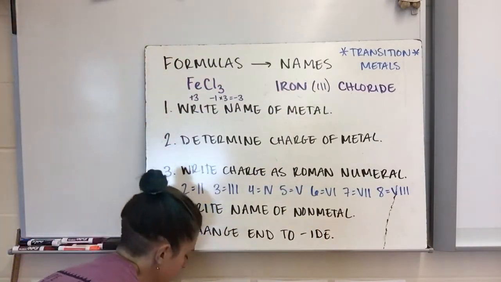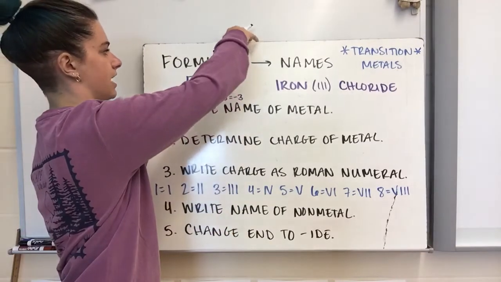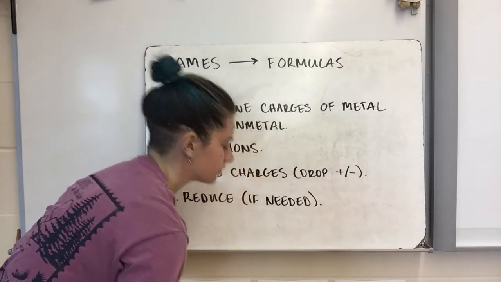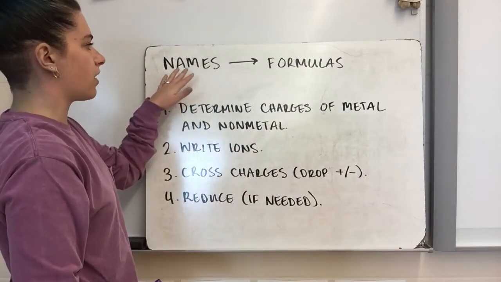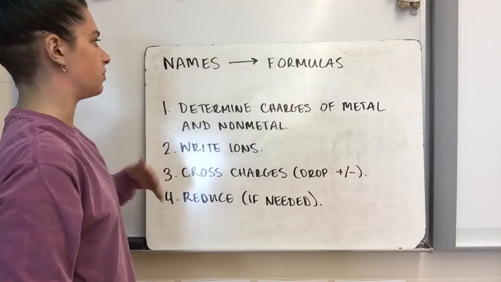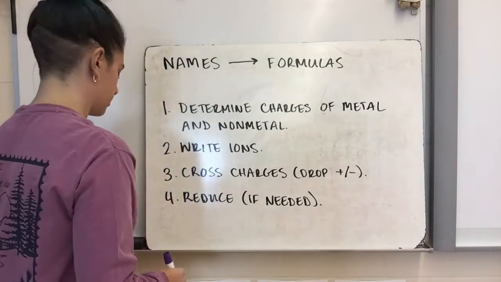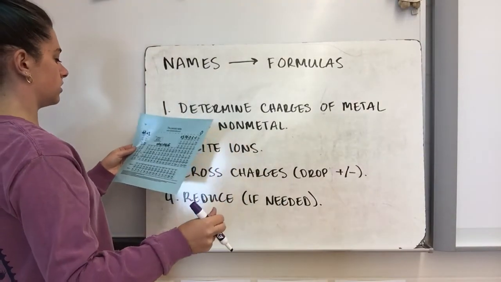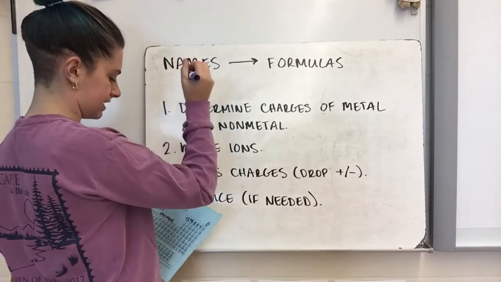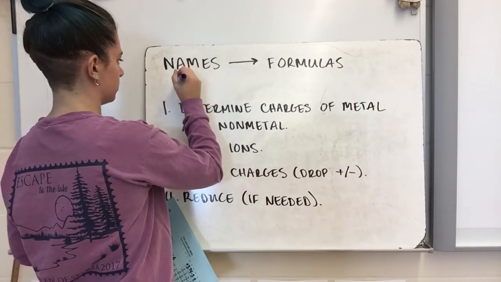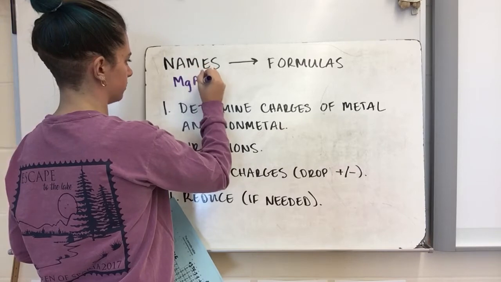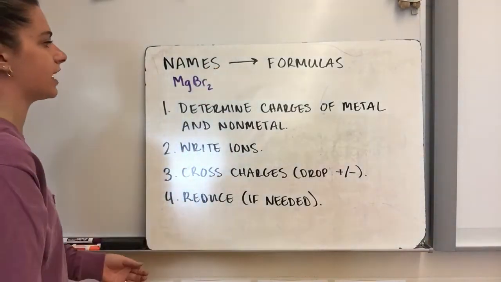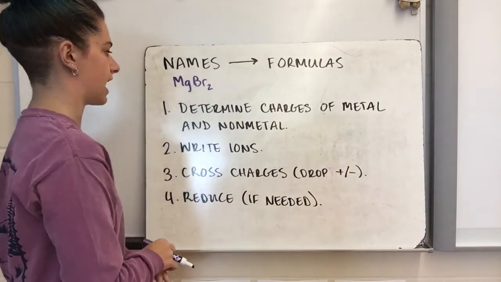Okay, let's look at how to go from names to formulas. Okay, to go from names to formulas, we need an example to start with. So let's do magnesium bromide. Okay, so MgBr2. And I just told you the name, but we're going to walk through the steps so we can figure out how to name it.